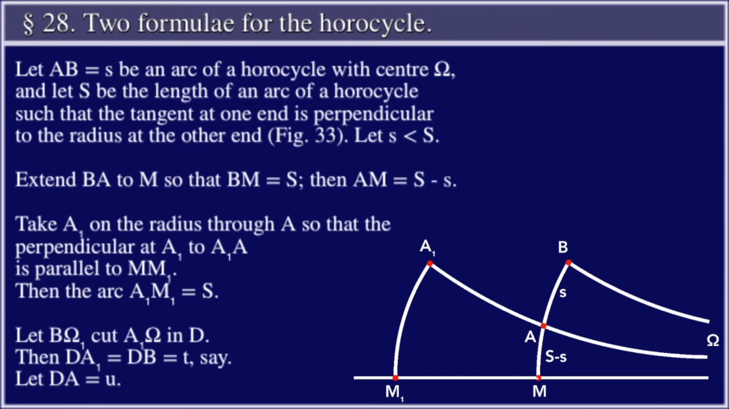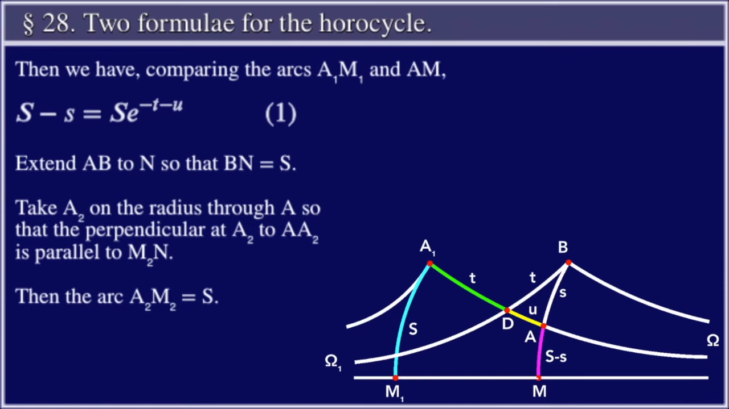Take A sub 1 on the radius through A so that the perpendicular at A sub 1 to A sub 1 A is parallel to M sub 1. Then the arc A sub 1 M sub 1 is equal to capital S. Let B omega sub 1 cut A sub 1 omega in D. Then DA sub 1 is equal to DB equal to T, say. Let DA be equal to U. Then we have, comparing the arcs A sub 1 M sub 1 and AM, capital S minus small s equals capital S times e to the power minus T minus U.